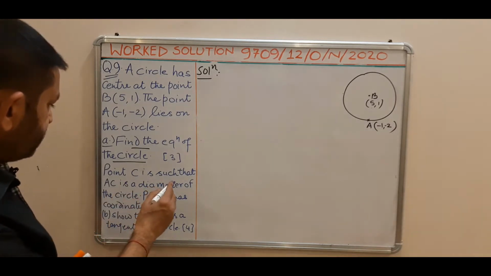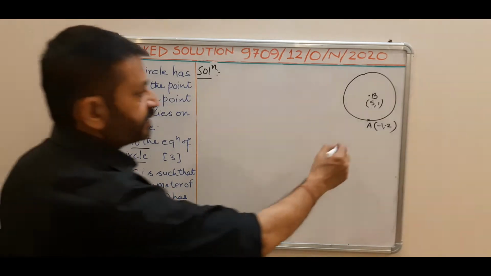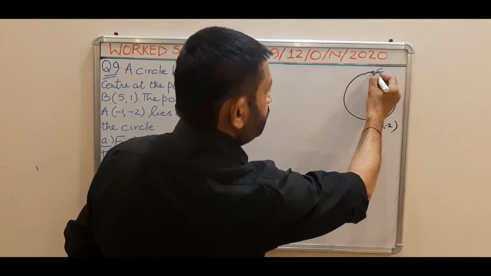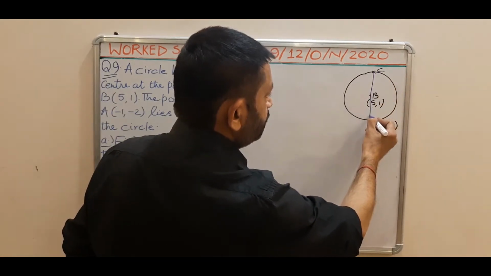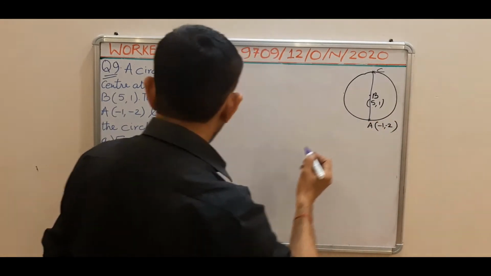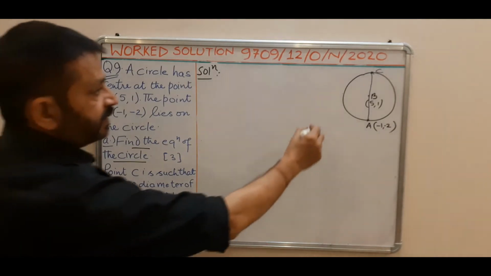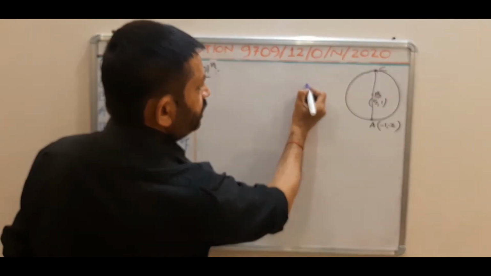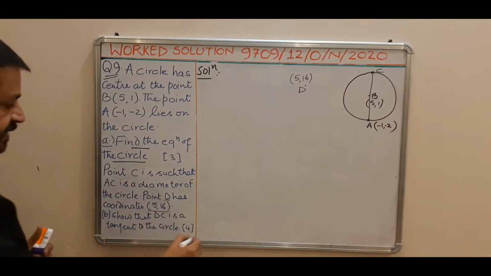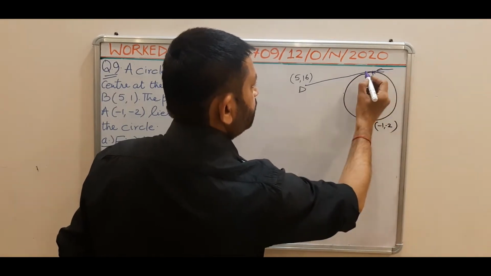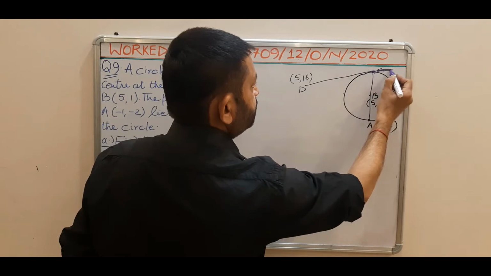So one point C is given such that AC is a diameter. So I'm just joining this. Say point C is somewhere here. AC is the diameter, it is given, and there is one point D with the coordinates (5, 16). So I'm marking somewhere here, point D, coordinates are 5 and 16. So what we have to show is that DC is a tangent to the circle. So just join this line here and we'll show that DC is a tangent to the circle.